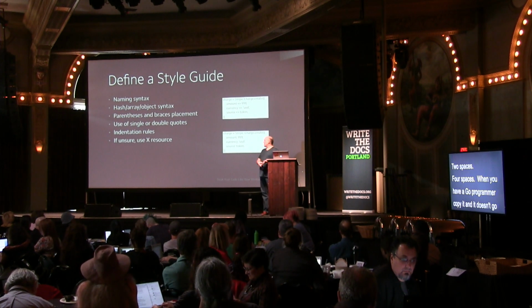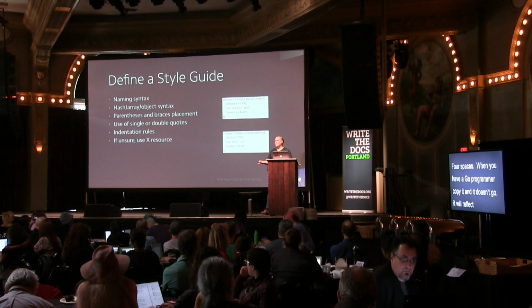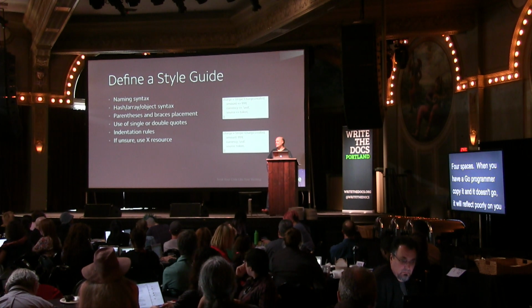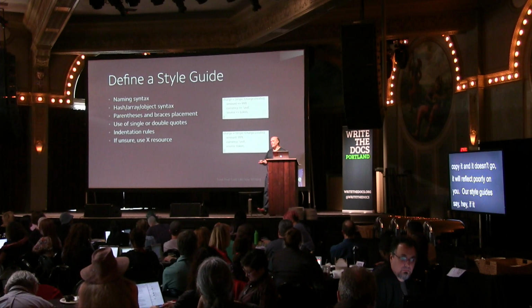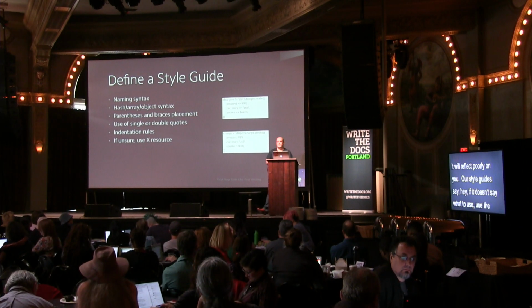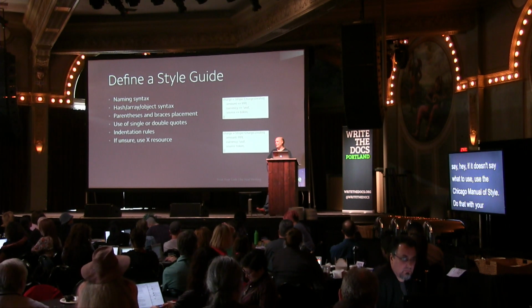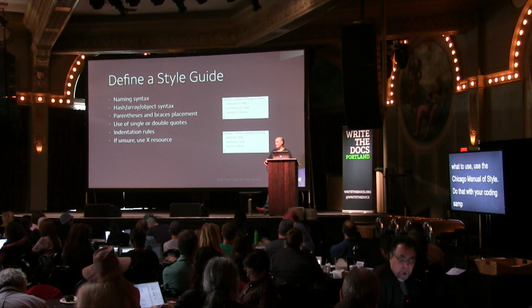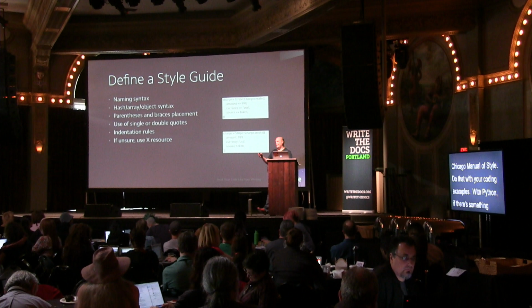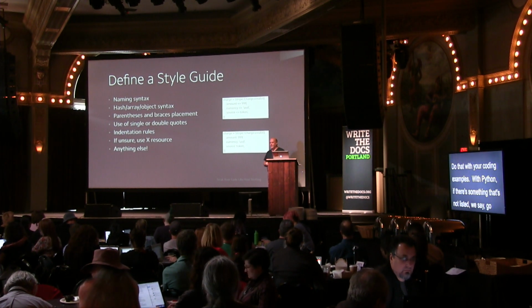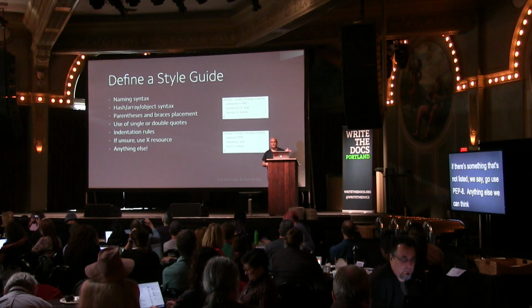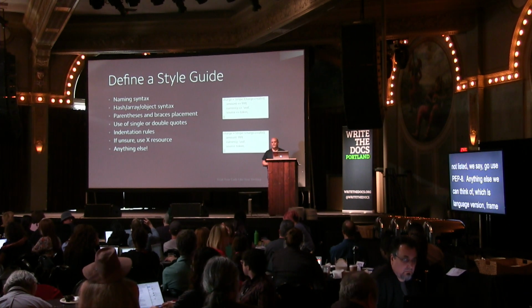And if unsure, use this resource. Our style guides probably say, hey, if it doesn't say what to use, go ahead and use the Chicago Manual of Style, right? Do that with your code examples. So for Python, if there's something that's not actually listed, we say go use PEP8. PEP8 is a common resource for Python users. And anything else we can think of, which is language version, framework, that kind of stuff.